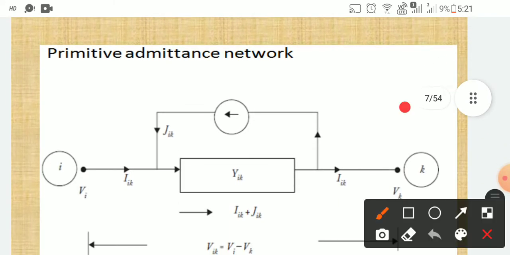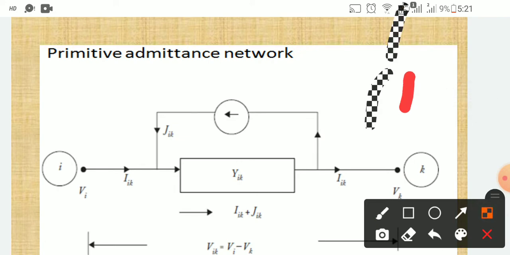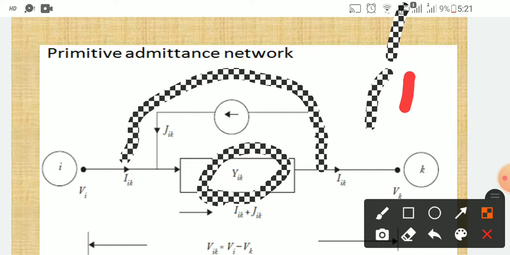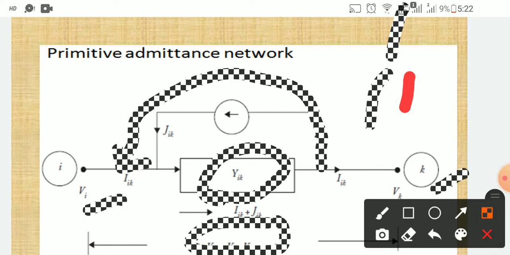This one is the primitive admittance matrix. Here Y of ik means the admittance value is represented. This is the current arrow mark, which is coming from the kth bus to the ith bus. The voltage across the ith bus is V of i and the voltage across the kth bus is V of k, and V of ik means V of i minus V of k.